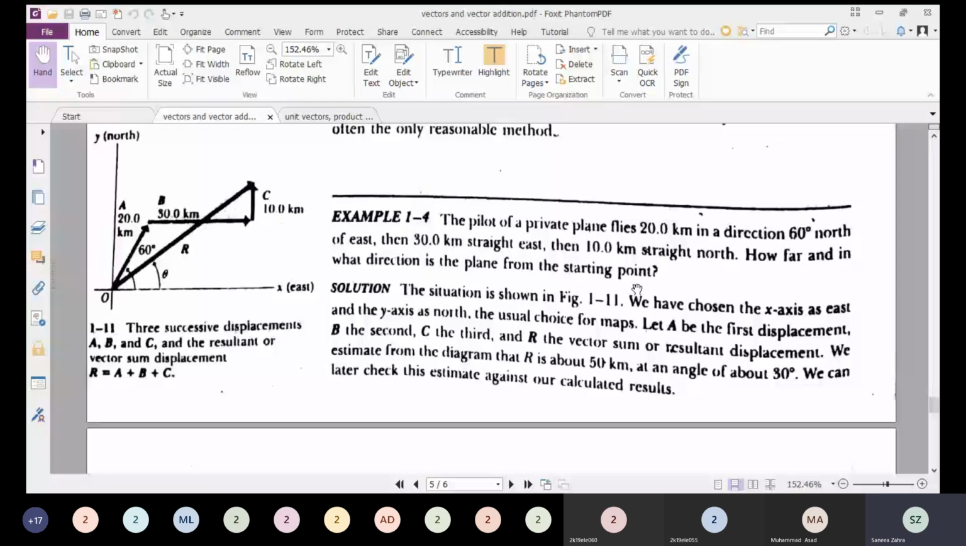So you have to actually calculate the displacement. The situation is shown in this figure. We have chosen the x-axis along east and the y-axis along north. It's up to you which coordinate you choose for what value. Now give them the names: A, B, and then C. Obviously, the resultant vector will start from the origin and end here.